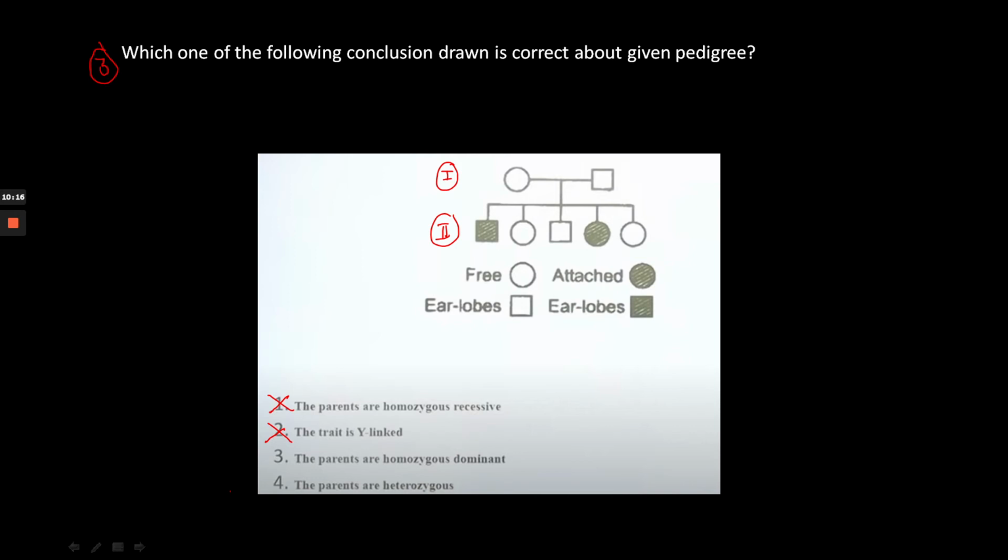Okay, and the third statement is saying the parents are homozygous dominant. Both the capital type of allele are present. So if both the parents are homozygous dominant, then all the individuals are also going to be homozygous dominant, because this is the only possibility. There is no chance that heterozygous condition could be formed or homozygous recessive condition could be formed, because there is no recessive allele present, right?